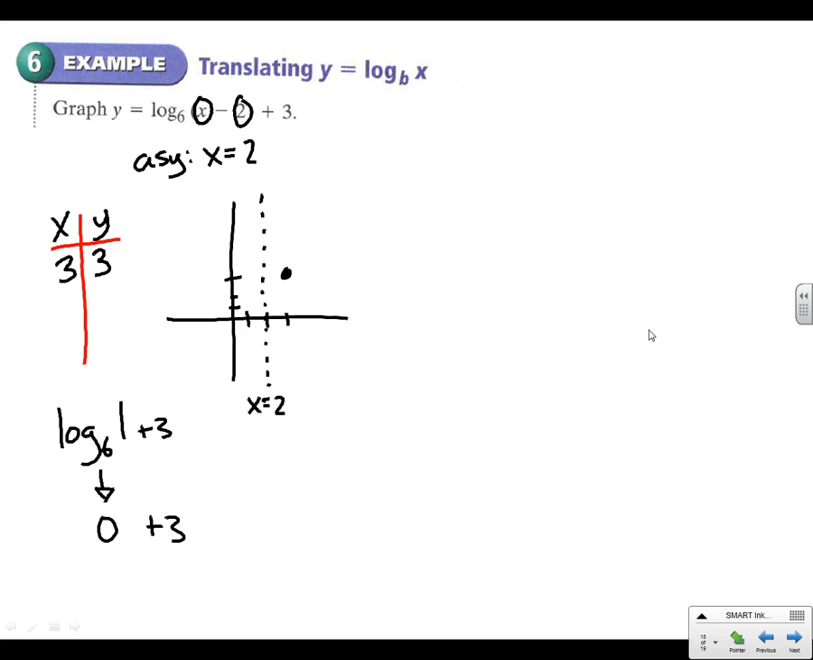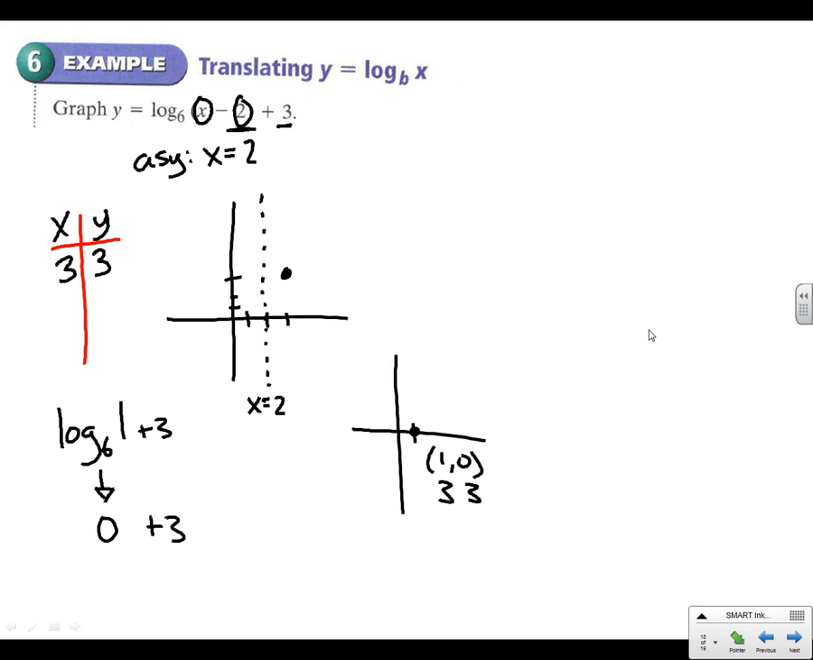And that makes sense as well, because in our parent function, we should have (1, 0). We went right 2, so that got added by 2. And we went up 3. Okay, so that turned into (3, 3).